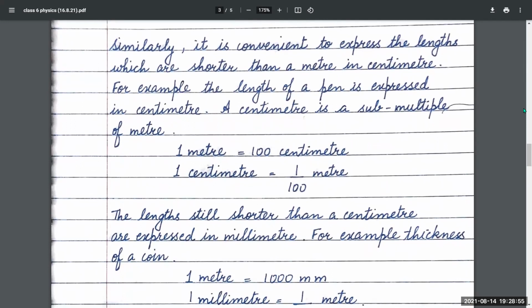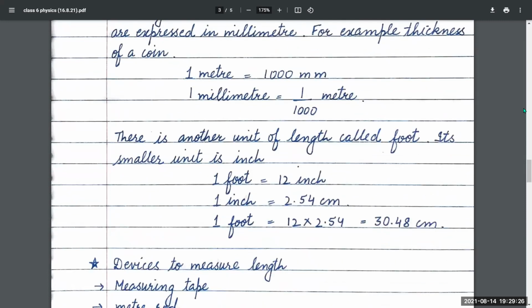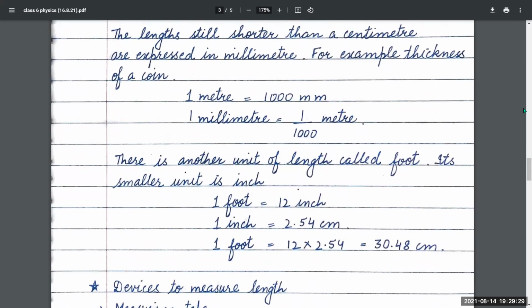Similarly, it is convenient to express the lengths which are shorter than a meter in centimeter. For example, the length of a pen is expressed in centimeter. So, centimeter is a submultiple of meter, and 1 meter is equal to 100 centimeter. The lengths still shorter than a centimeter are expressed in millimeter. 1 meter is equal to 1000 millimeter.